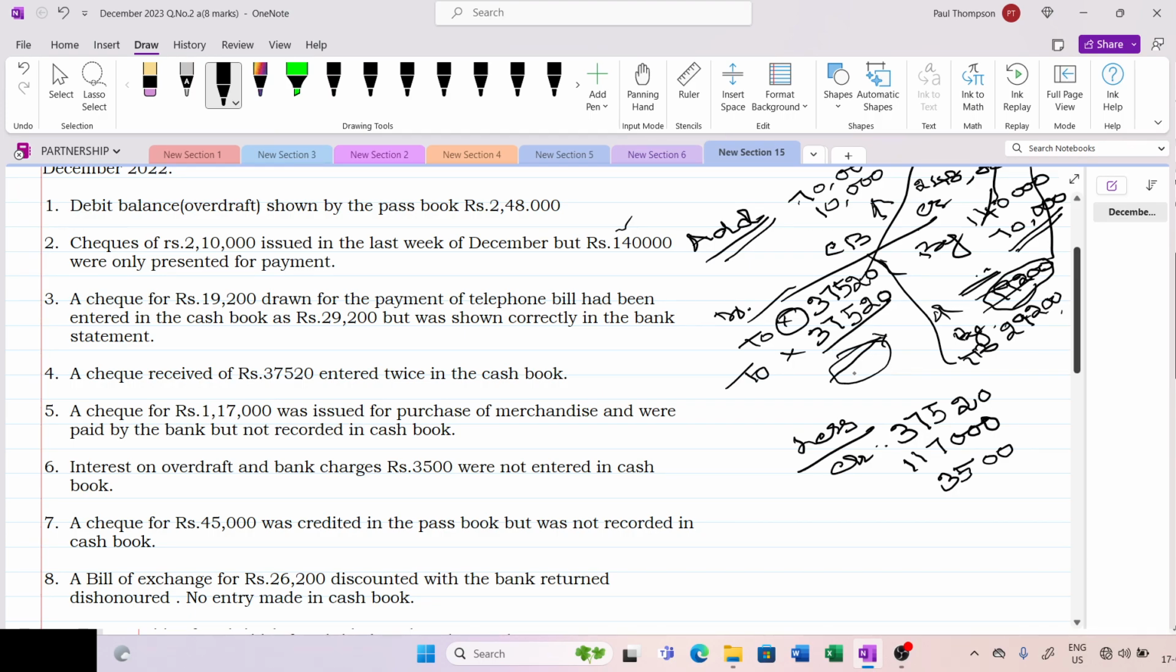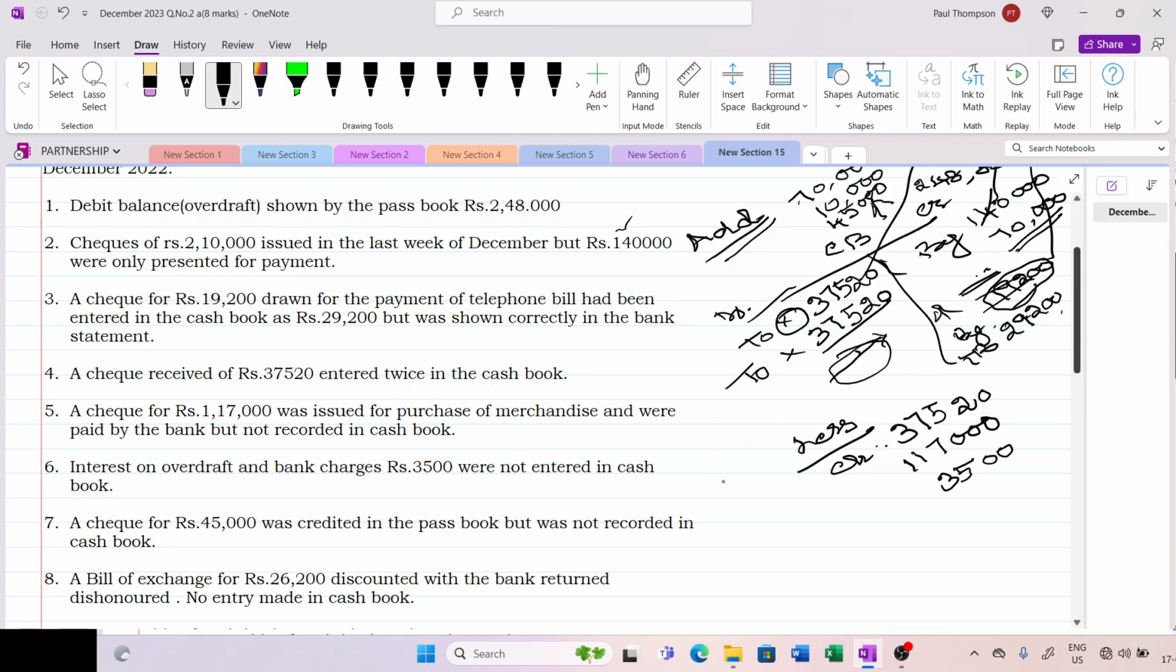So I have not written anything on this side. This means I have increased my overdraft by 45,000. So this will go here. I have increased by not writing. If I would have written here, I would have reduced my overdraft, but because I didn't write, I have increased my overdraft by 45,000. Hope it's very, very clear.